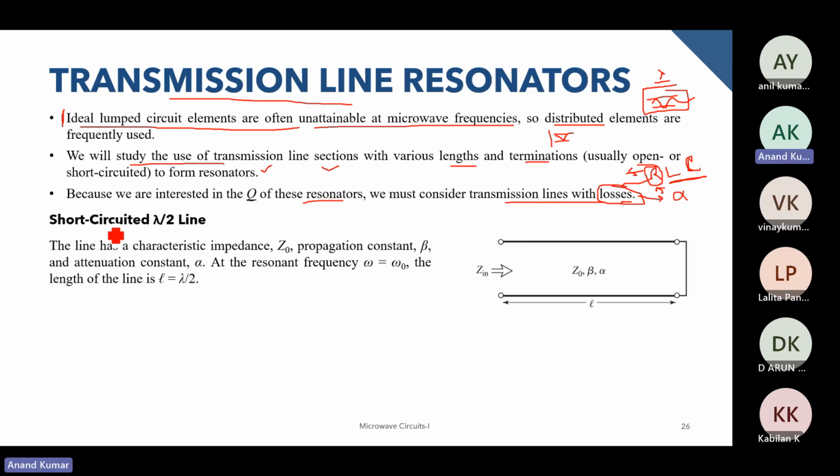So let's take our first example, a short-circuited lambda by 2 line. We have this circuit over here, and this particular length is equal to lambda by 2 for whatever frequency or wavelength we are looking at. The characteristic impedance is Z naught, the propagation constant is beta, and the attenuation constant is alpha. Since this is having losses, alpha is non-zero.